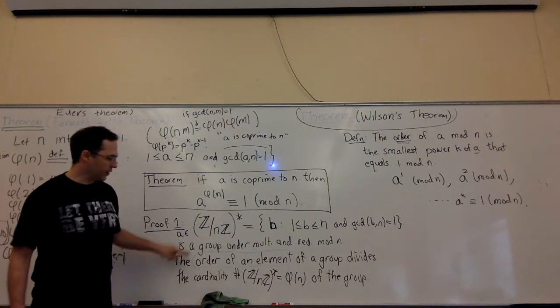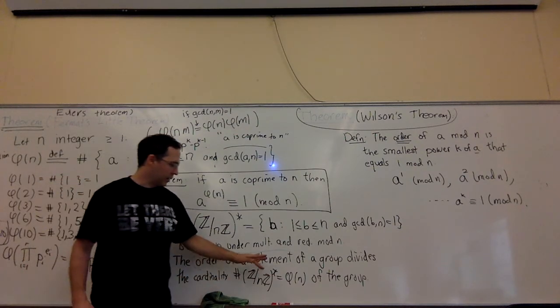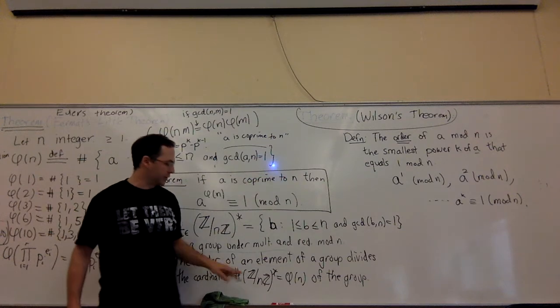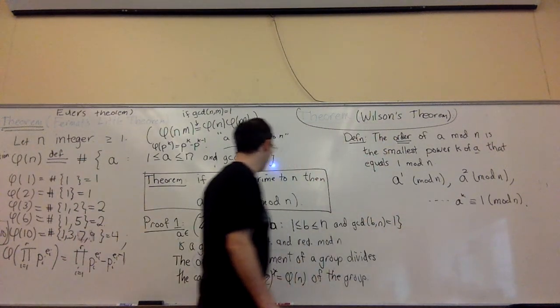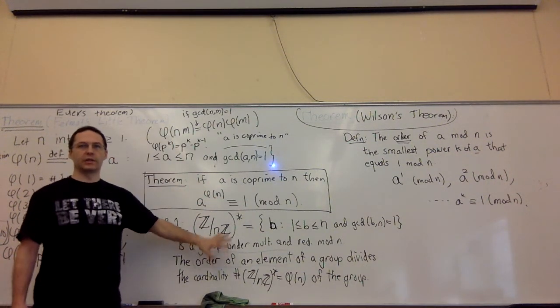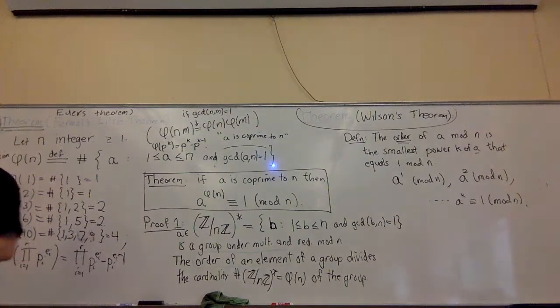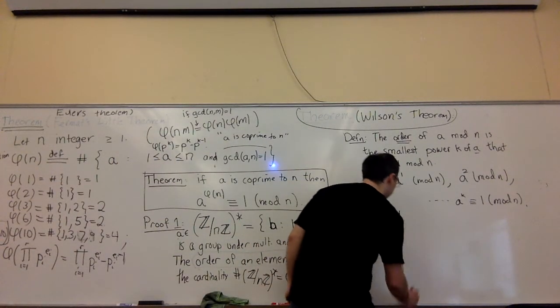So if the order of an element divides the order of the group, then that tells you that k, the order of the element, divides phi of n. So a to the power of some divisor of phi of n is 1, and hence a to the power of phi of n is 1 as well. So that's the group theory argument. Now let me give you a completely straightforward elementary argument using things that you already know about for the same statement. I'll call that proof 2.